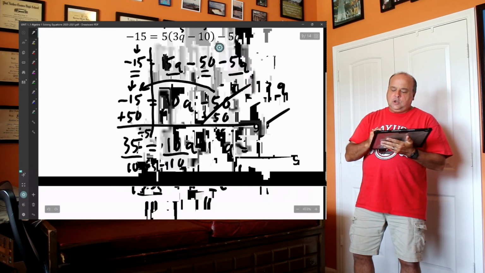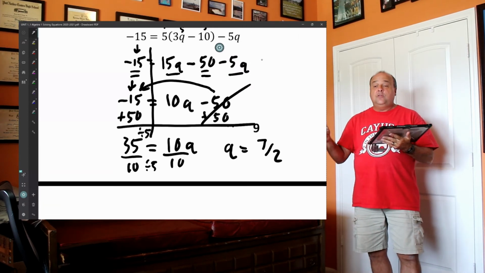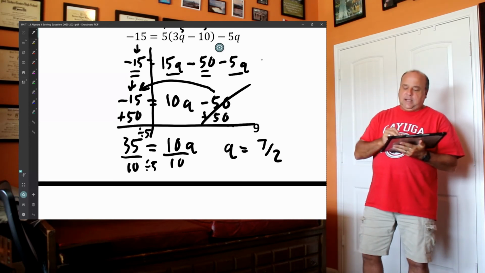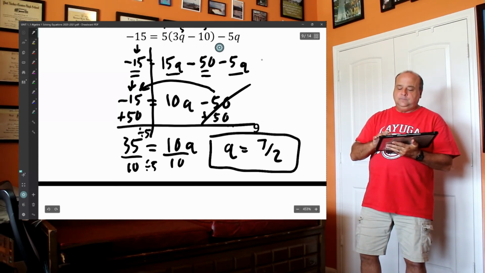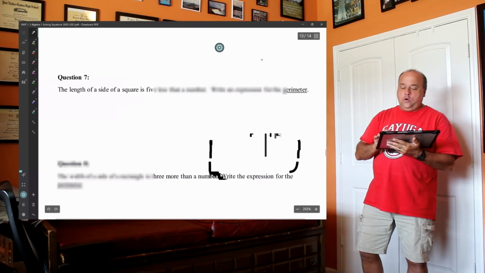Focus, focus, focus. Q equals 7 over 2. You will not write that as 3.5, and you will not write it as 3 5/10. You leave it as an improper fraction. Turn the page! Ho, ho, ho!